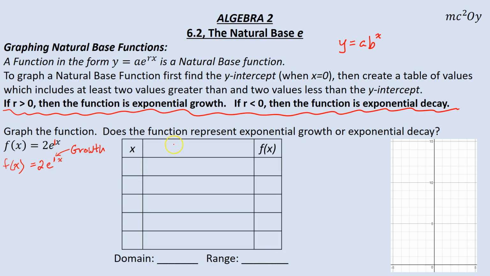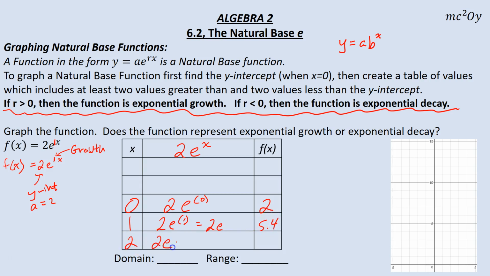Okay? And so when I'm plotting or graphing this, it's going to be 2 times E to the power of x. X is still 0 when we're finding the y-intercept. So that's going to be 2 times E to the 0. And note your a term is your y-intercept. Okay? All right. And now we plug in 1, get 2 times E to the power of 1, which is just 2 times E, which is 5.4-ish.